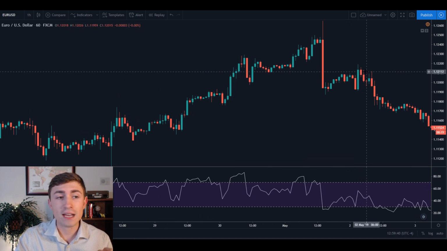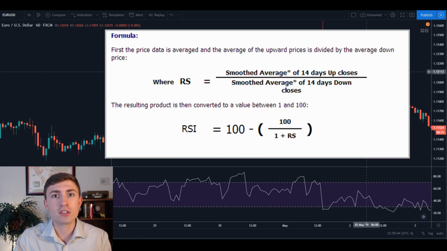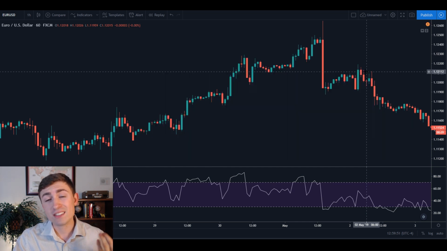If you don't know what the RSI is, this is the relative strength index, and I'll put the equation here on the screen so that you can check that out. But essentially, the RSI is going to track the strength of a market's move. Makes sense in the name, right? Relative strength index. It's going to take an X number of bars or candles and look at how strong the market is moving.